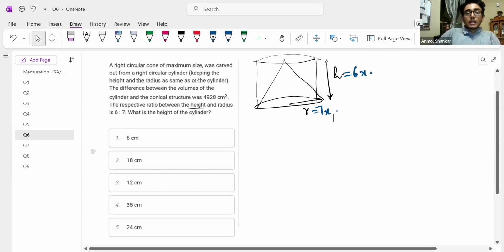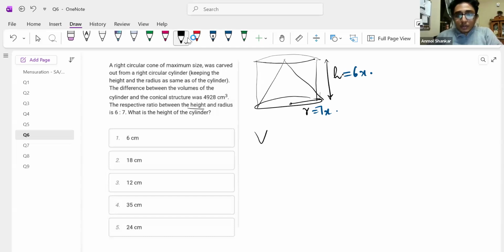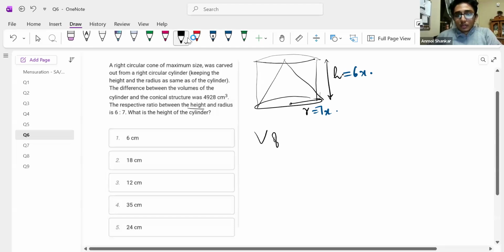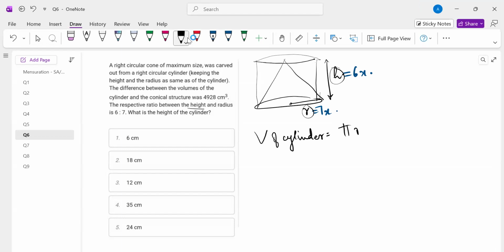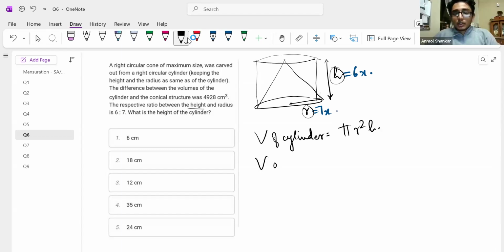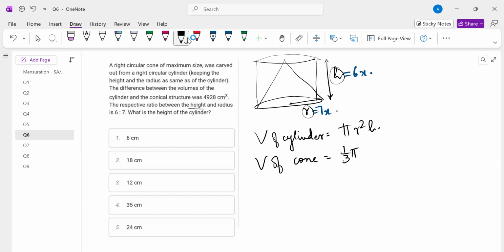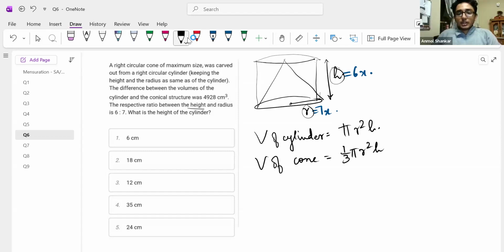What is the difference between the volume of the cylinder and the volume of the cone? Tell me, what is the volume of the cylinder in terms of r and h? Pi r square h, sir. Very good, pi r square h. Similarly for the cone, 1/3 pi r square h. Very good, 1/3 and the same pi r square h.